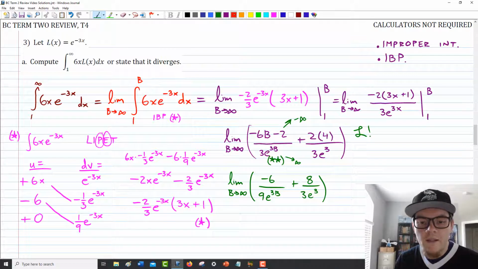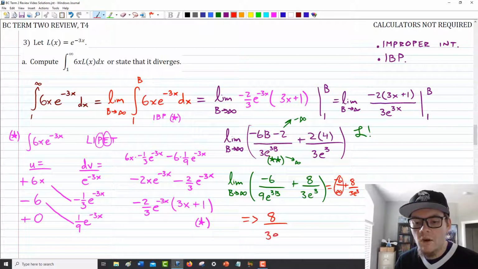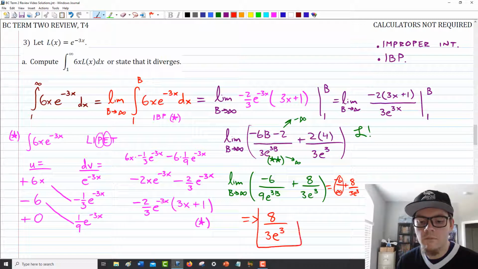Now when we go to evaluate this, if we plug in infinity, you can probably already see it. It's negative 6 over infinity plus 8 over 3e cubed. And given that information, I think we have everything that we need. Negative 6 over infinity is 0. That means this expression converges to 8 over 3e cubed.